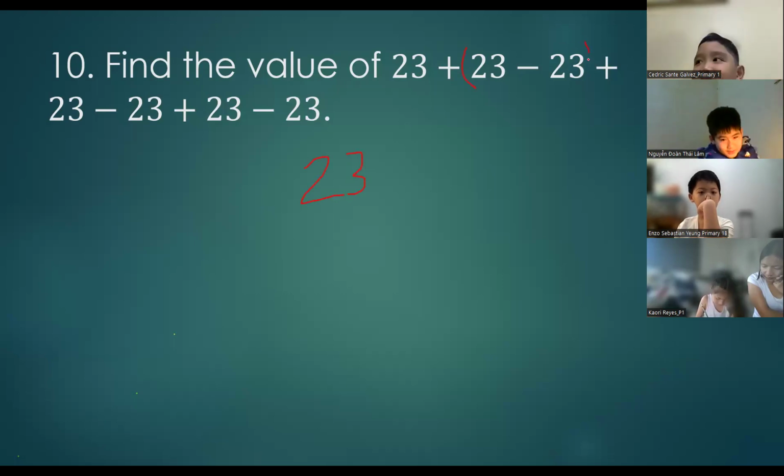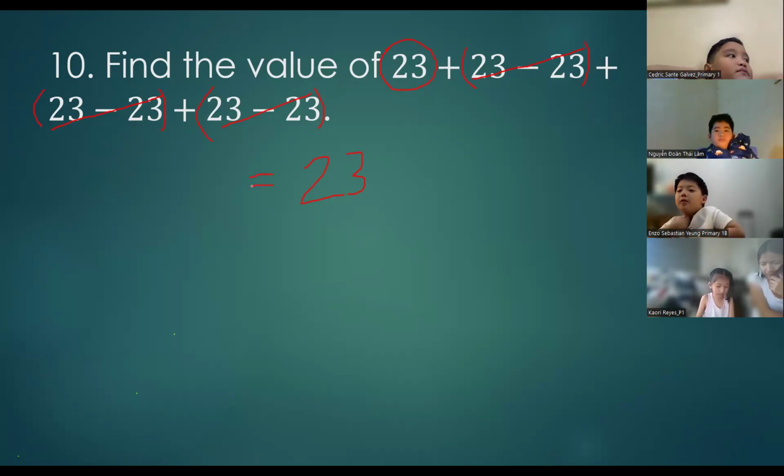The answer is 23. How did we get 23? Again, for arithmetic questions, you just need to group it properly. So here's how you can group it, right? 23 minus 23, so this will become 0. This will become 0. And then this will become 0. And you're only left with this one. That's why it's equal to 23. Very good.